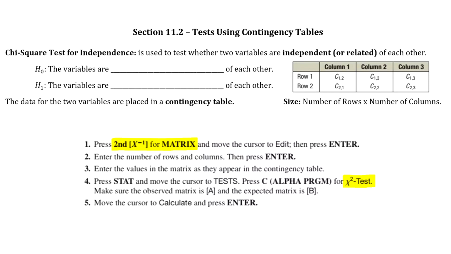In section 11.2, we're going to look at a couple of hypothesis tests that we can do when we have multiple variables. And the first test is called the Chi-Square test for independence, and this is used to test whether two variables are independent of each other.